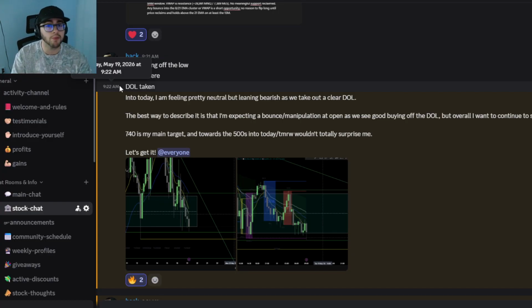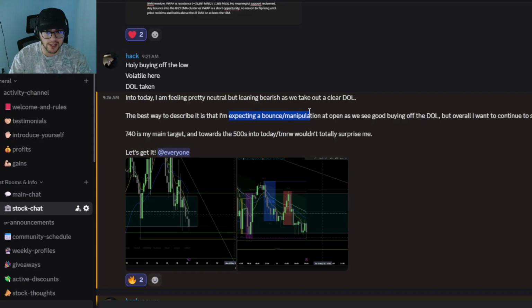Into today, I am feeling pretty neutral. Again, I was neutral, as I explained in the next sentence, for a reason. As we take out the clear draw on liquidity, the best way to describe it is that I'm expecting a bounce / manipulation at open, as we see good buying off this draw on liquidity. But overall, I want to continue to see lower.